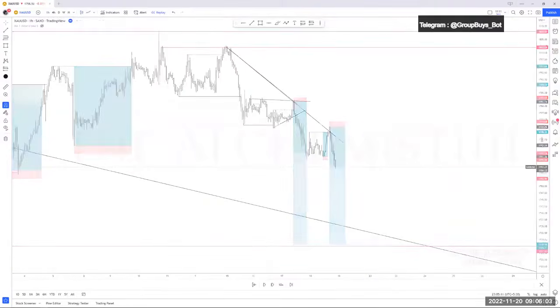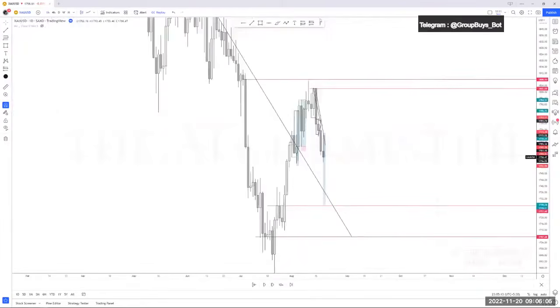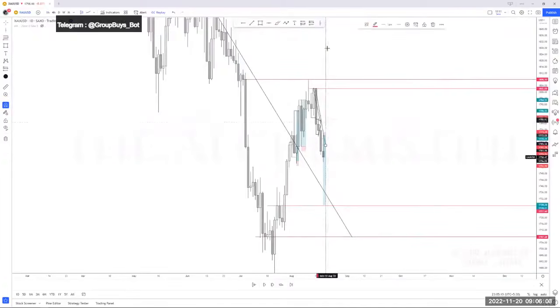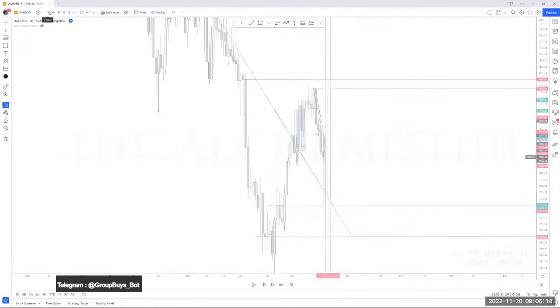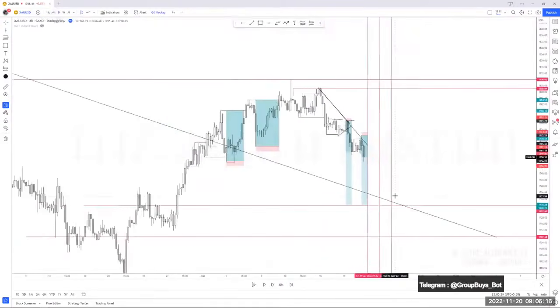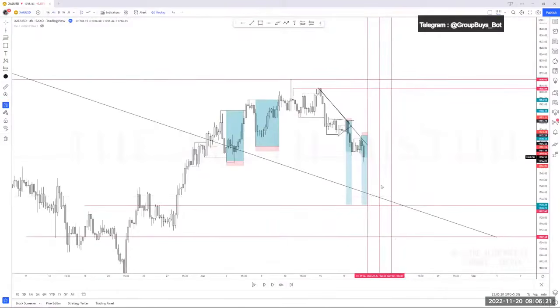So let me actually put some vertical lines on the daily time frame, so that way when that vertical line comes, we can switch to the daily time frame. Yeah, now let's go to the lower time frames. Now what are we going to do? Every single time the market comes up, we'll be looking for sells. Okay, we will be looking for sells.